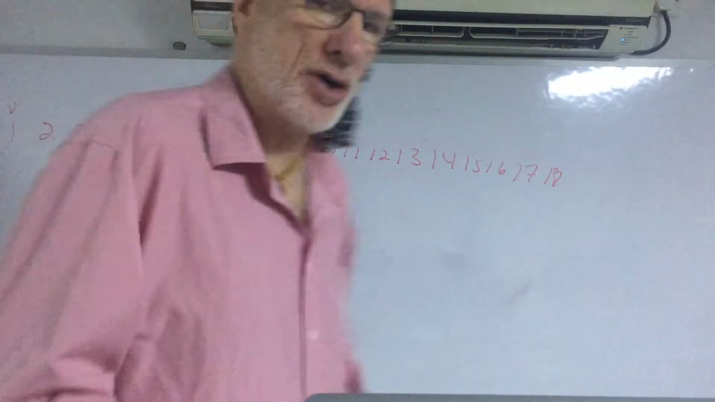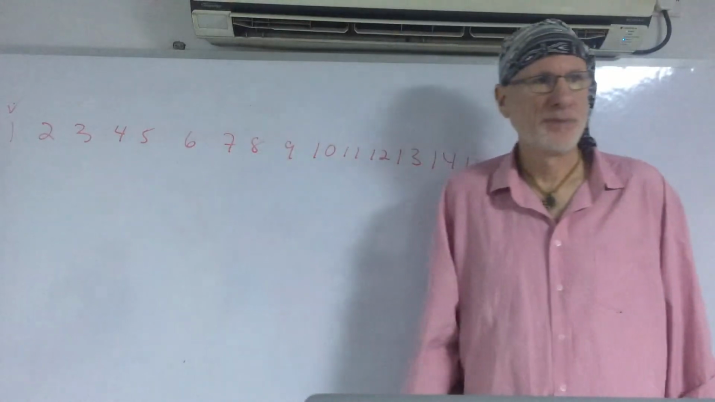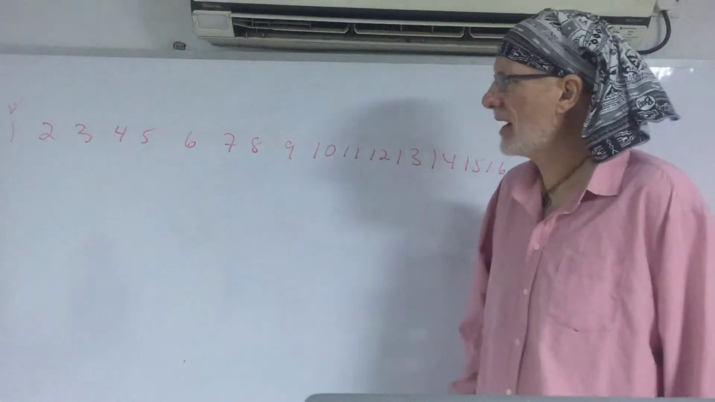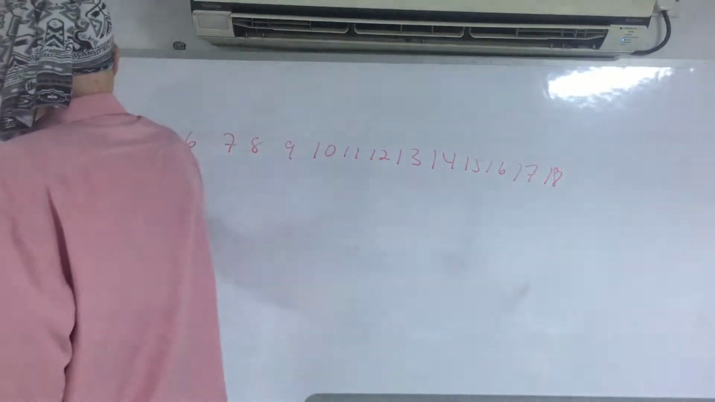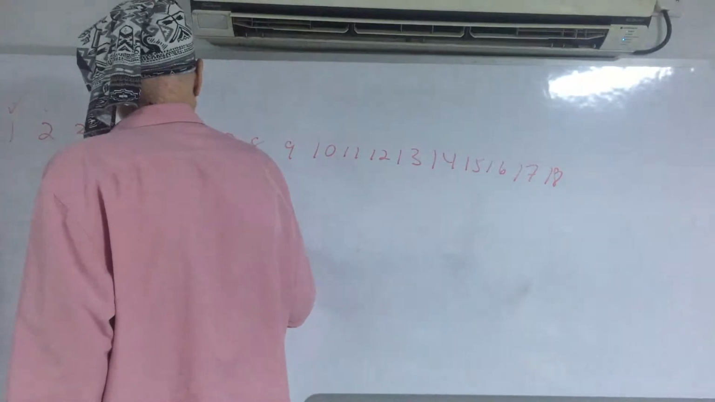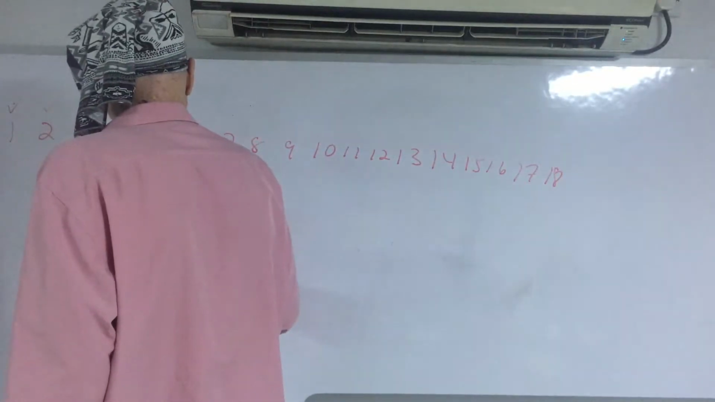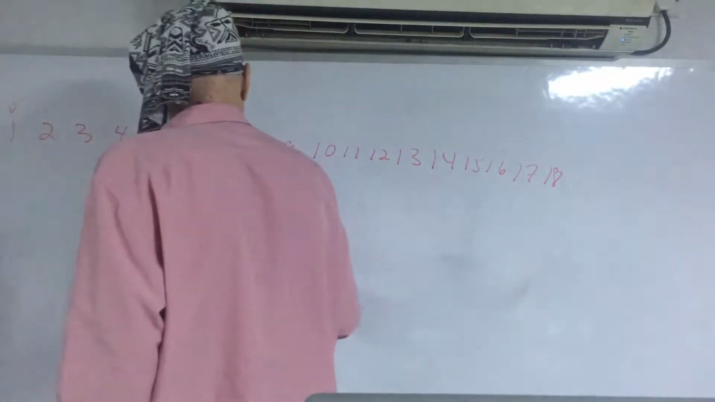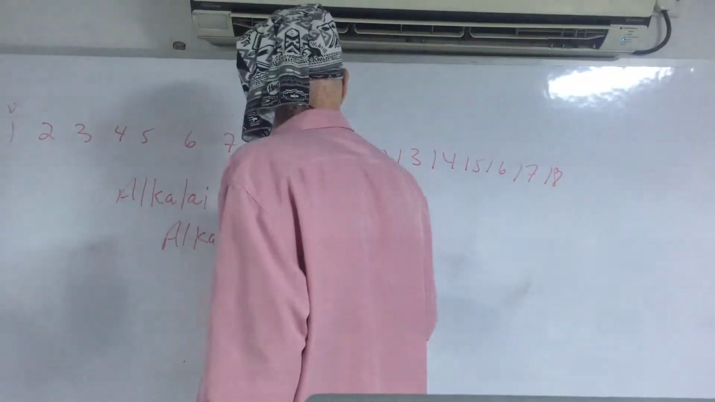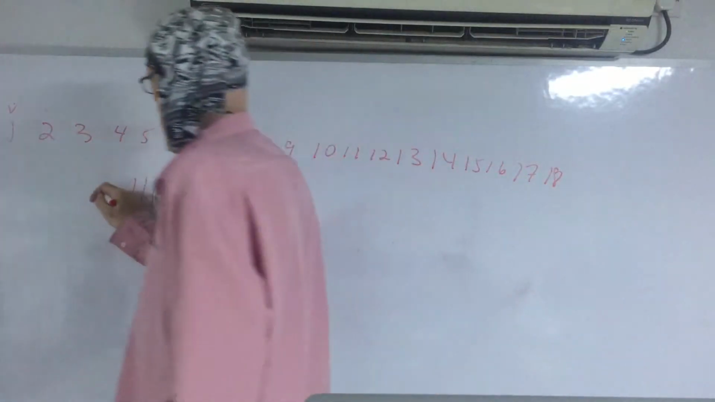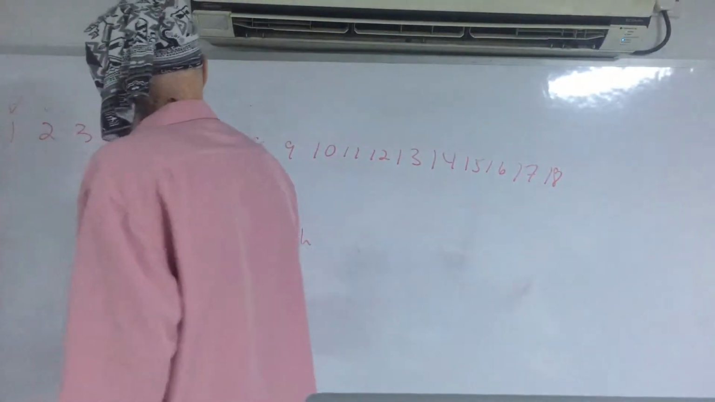So alkali earth metals. Okay. Where are the halogens? These are alkali earth metals. Okay. So alkali metals, and alkali earth. Yes, that's alkali metals. That's 1, 2.